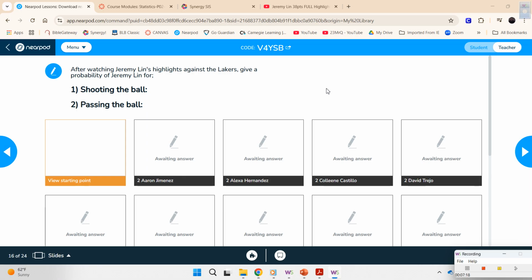After watching that Jeremy Lin video of his highlights against the Lakers, I want you to write on your screen probabilities for Jeremy Lin in that game shooting the ball and passing the ball. So write some numbers on your screen, please. Go.